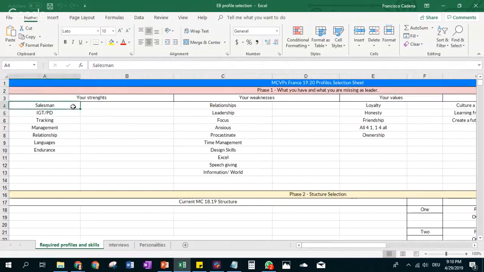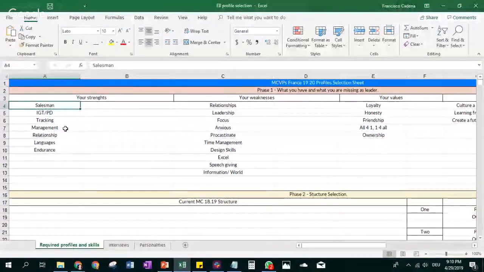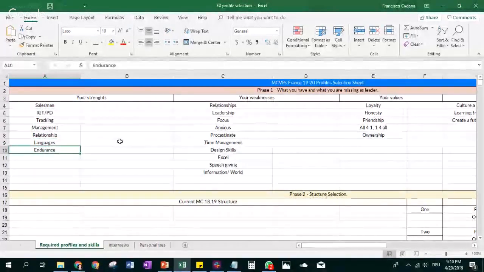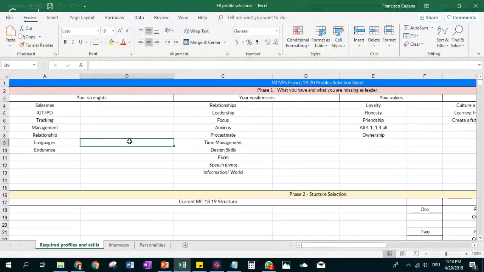So for example, my strengths, and I will send you this by email. For example, me, I am a salesman. I would like to sell. I have management, relationship. I speak languages, and I really have a lot of endurance. So this is my strengths, and this is something that I can teach other people in the process of being VP, if I was LCP.